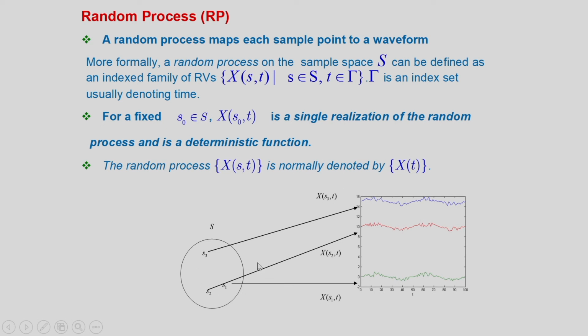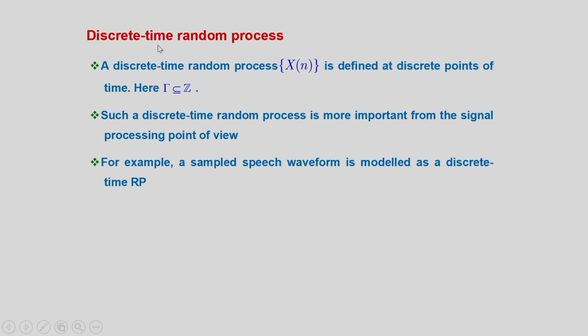Here is an illustration of random process. This is the sample space. We are showing 3 sample points, and each sample point is mapped to a sample function, a waveform like this. Okay.